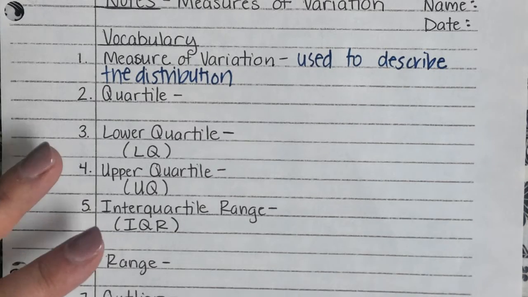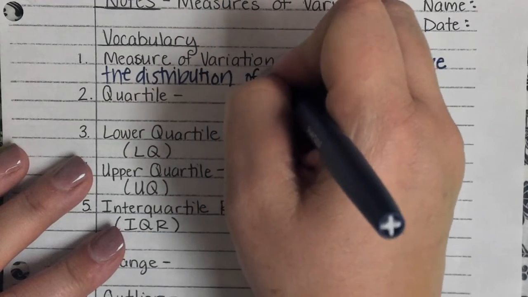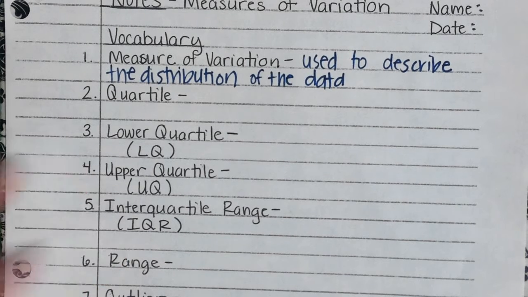Okay, so used to describe the distribution of the data. What does that word distribution mean? Have you ever driven down the interstate and you see on the side of the road it says Walgreens Distribution Center? What does distribution mean? To distribute, which means to give or to spread out.